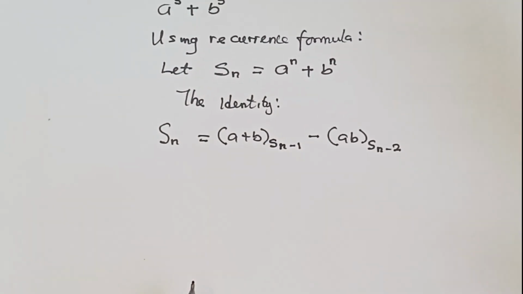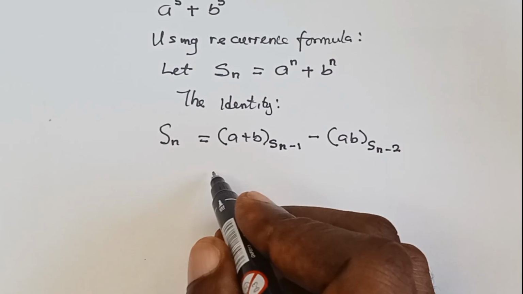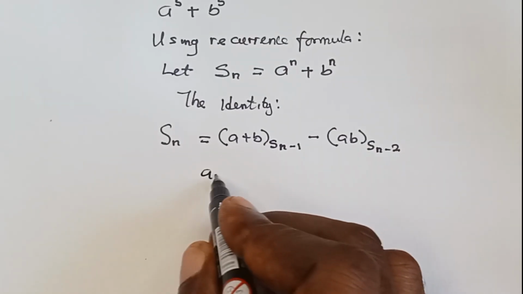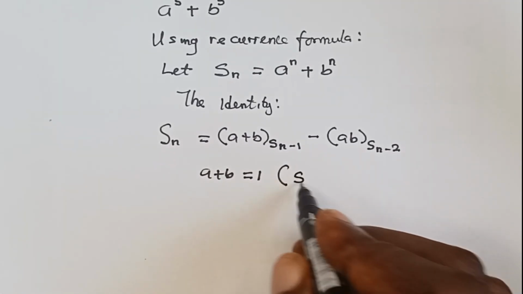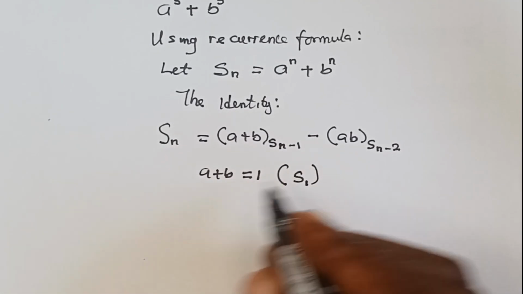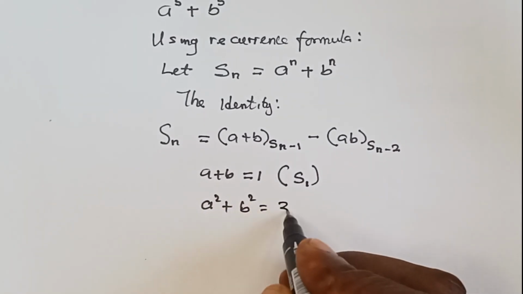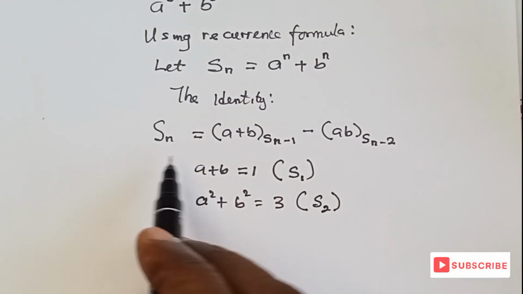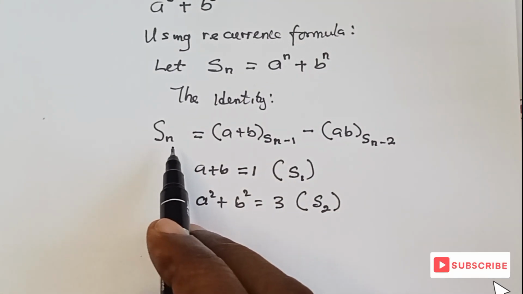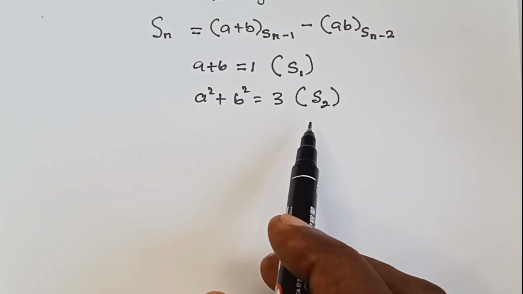All right, so from here we have our a plus b. We are given a plus b to be 1, and we are given a squared plus b squared equals 3. Okay, our a plus b is 1, and that represents our S1. And then we are also given a squared plus b squared to be 3. That represents our S2. Okay, so for us to find the sum of the fifth power, we need our S3, we also need our S4.